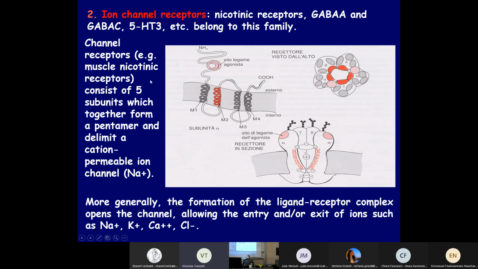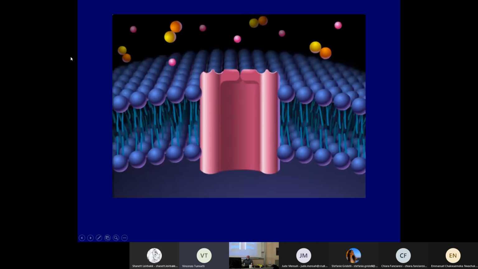One of the most important classes of these receptors is represented by nicotinic receptors. Positive ions flow inside this type of channels, so we have an increased activity of the cell. Once again, we see another short movie about this type of receptor.